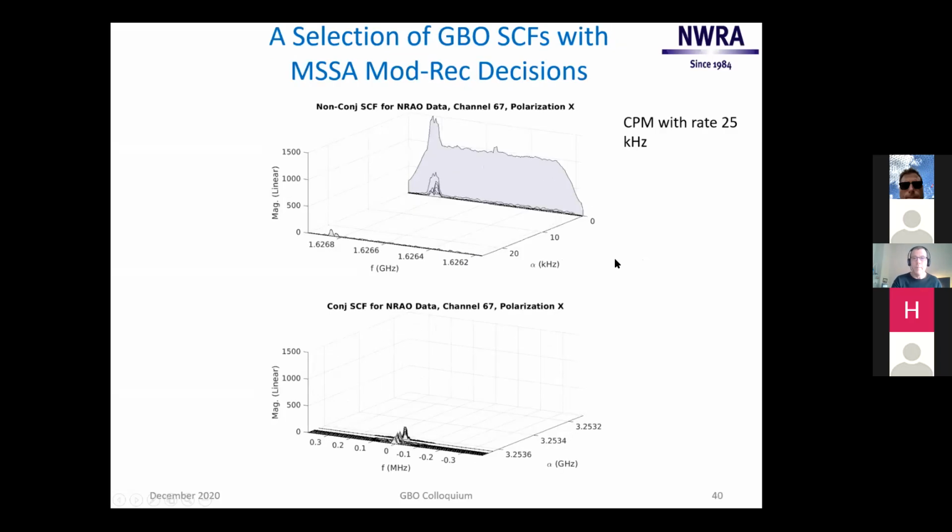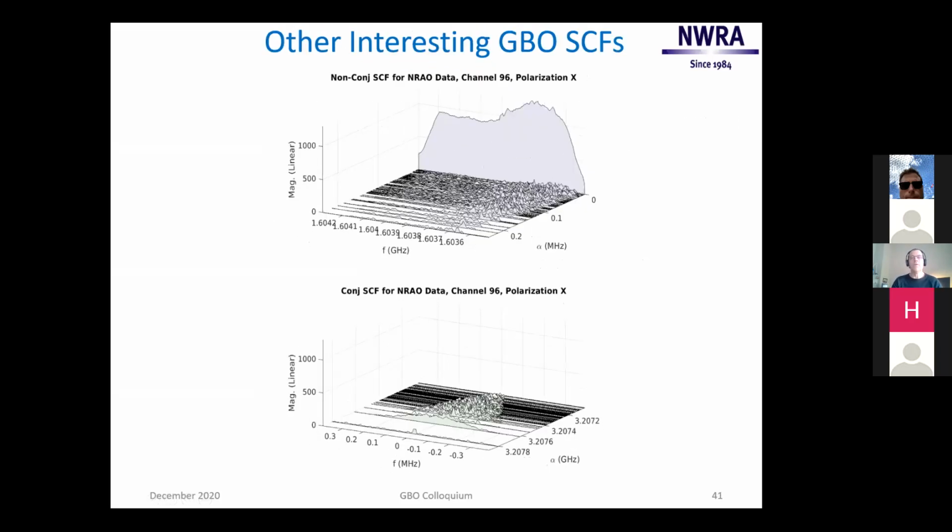I think now I'm switching the title to other interesting GBO SCFs. So these are difficult for the MSSA. It doesn't know about these patterns. So here's one where there's a lot of weak features, but no strong one. So it's similar to direct sequence spread spectrum. And then there's a relatively strong double carrier out here. So another DSSS TDMA type hybrid maybe.